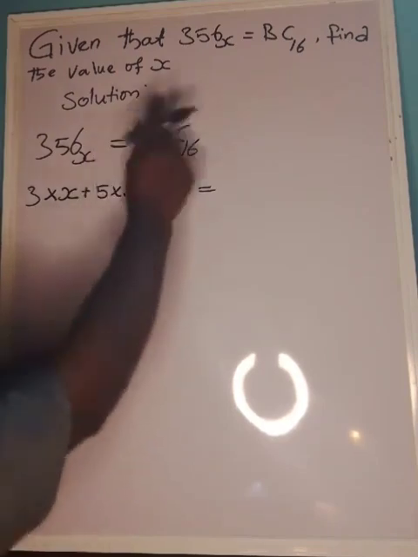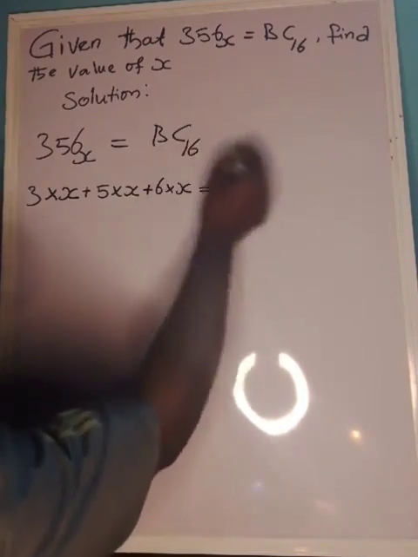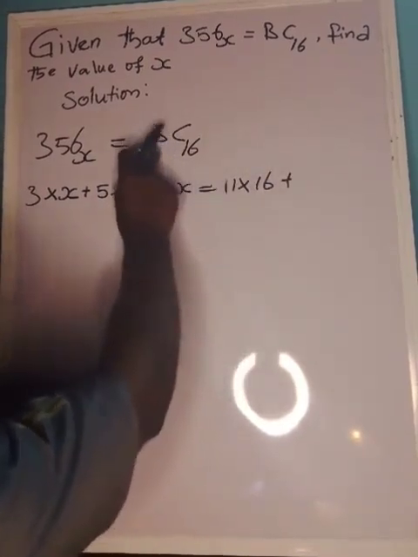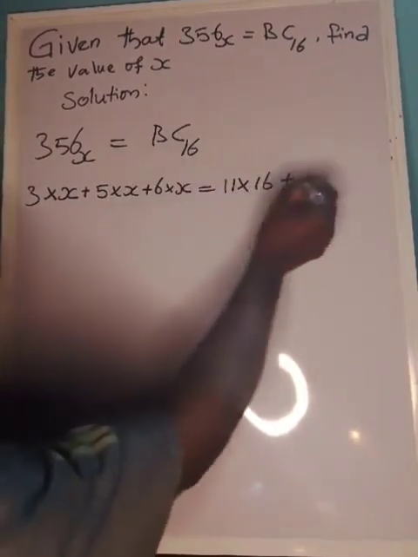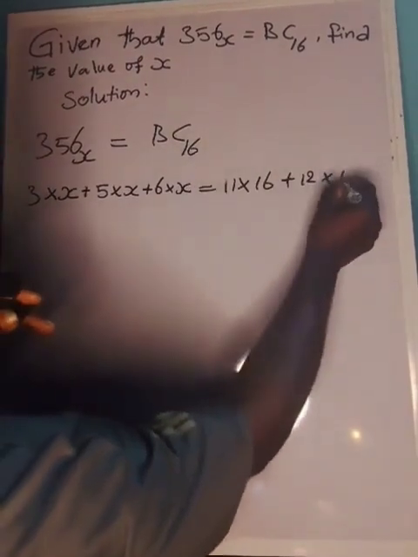So we have B here. Our B is going to be 11, multiplied by the base. What is our base? 16. Plus our second digit there, which is C, and C represents 12. 12 multiplied by the base, which is 16.